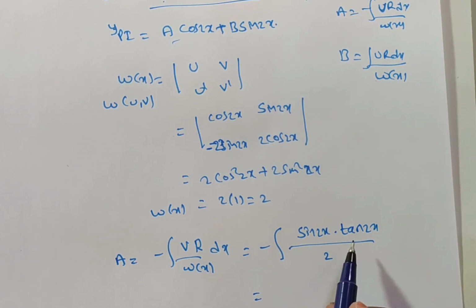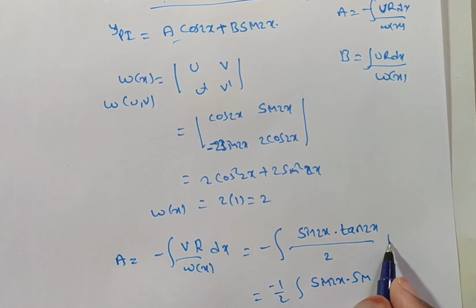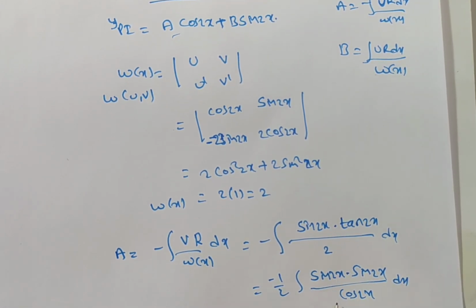What is tan 2x? Tan is nothing but sine by cos. So you can write this as minus 1 by 2 outside, integral of sine 2x into sine 2x by cos 2x into dx. Now we have to integrate this. Denominator you have cos 2x, numerator sine into sine is sine square 2x. Is the denominator derivative in the numerator? No. So you cannot apply the f dash of x by f of x formula.